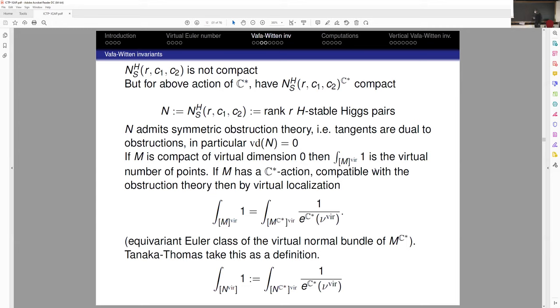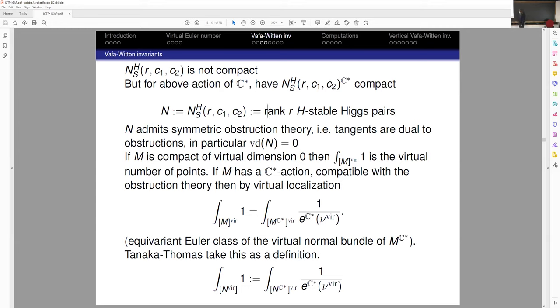Now we want to define these invariants, although the space is not compact. And that's a little bit difficult. Maybe you will not be able to understand all the symbols here; certainly not everybody could understand all the symbols until now, but those who understood them until now will not understand most of this. Anyway, if M is a compact manifold of virtual dimension 0, then I can integrate 1 over the virtual fundamental class, which we would call the virtual number of points of this thing. Because if we took the fundamental class instead, and the actual dimension was 0, it would be the number of points.